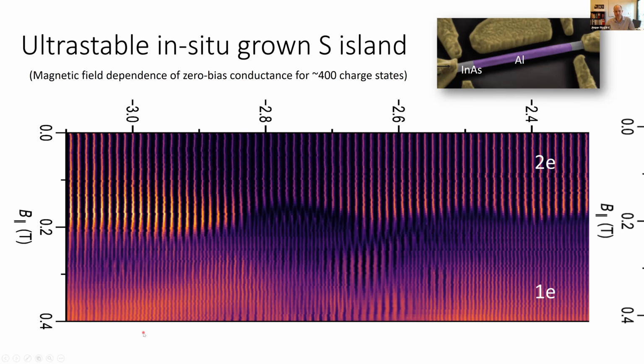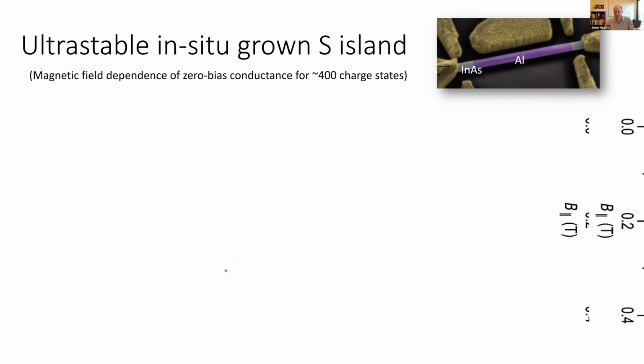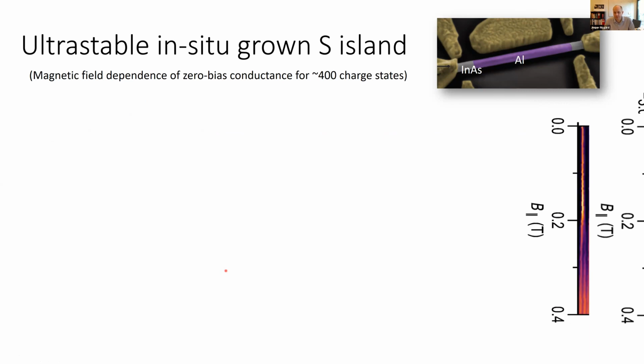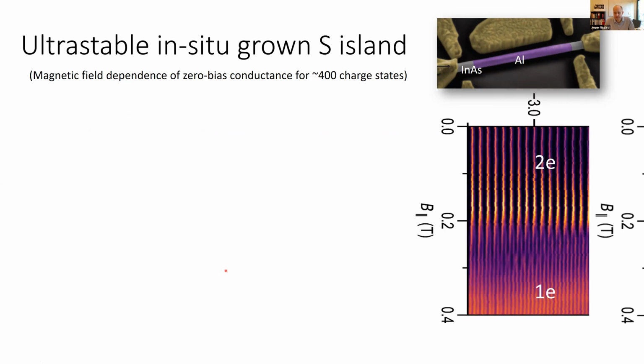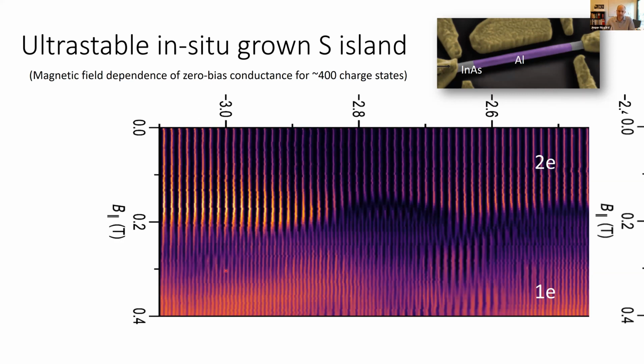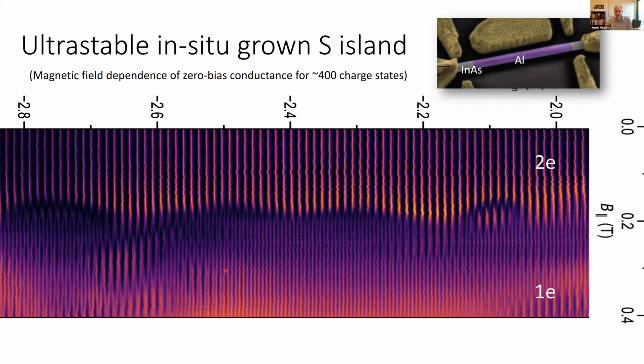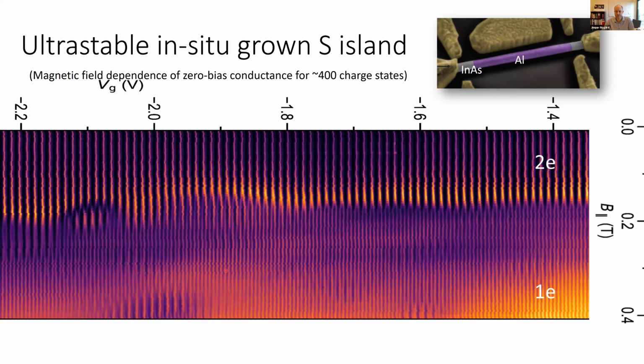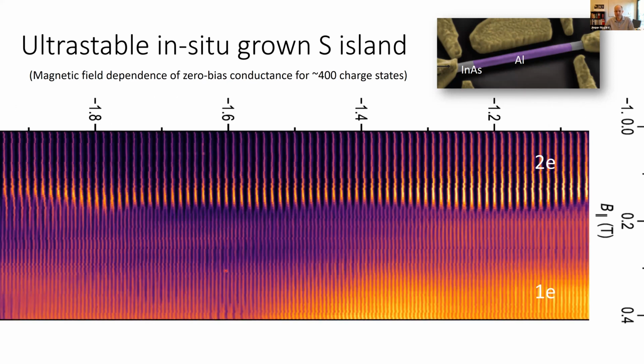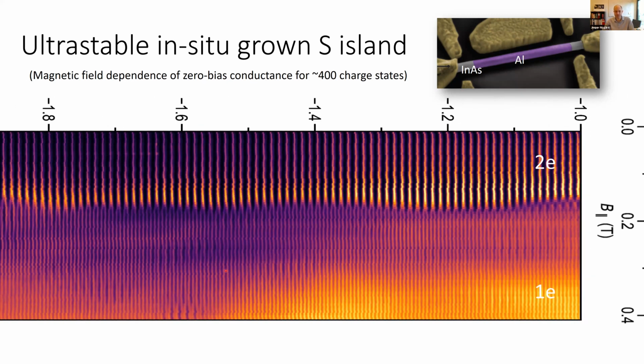Here are just a few tens of transitions, but I will, with a simple animation, take you through 400 states of this device. Let's see how it goes. Just to demonstrate how stable it is, here we can repeatedly scan the gate while stepping the magnetic field, and there's not a single switch in this entire spectrum covering around 400 charge transitions for the system.